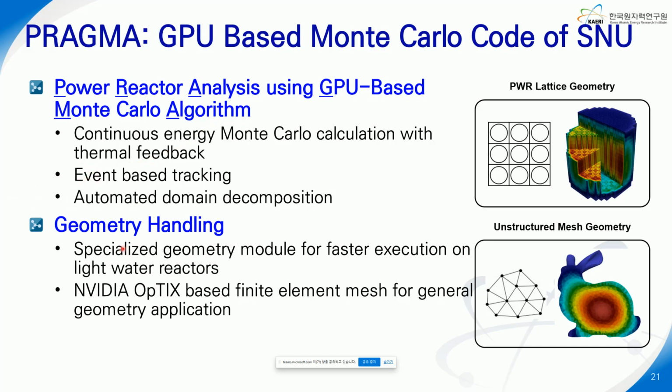It has a specialized geometry module for faster execution in regularly structured cores. For general geometry application, it uses finite elements and the optics ray tracing engine of NVIDIA. In order to maximize SIMD programming, many innovative methods, including event-based tracking, were developed. Also, efficient memory management was achieved by automatic domain decomposition.